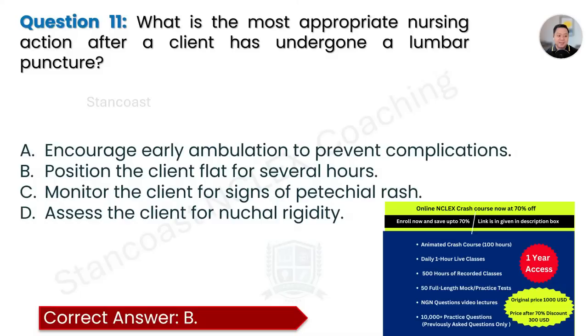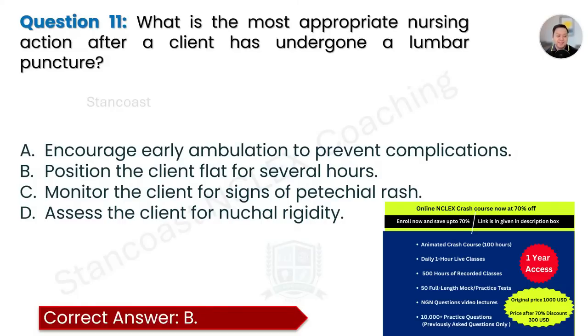Now, letter C, monitor the client for signs of petechial rash. So what is this? This is another incorrect option here. Whenever there is a petechial rash, this might indicate that there's a bleeding disorder or maybe an underlying condition such as meningococcal infection, but it is not a primary concern directly related to the lumbar puncture procedure. And also monitoring for a petechial rash would be relevant if the client was at risk for infection or maybe a clotting disorder, but it's not a priority in this scenario.